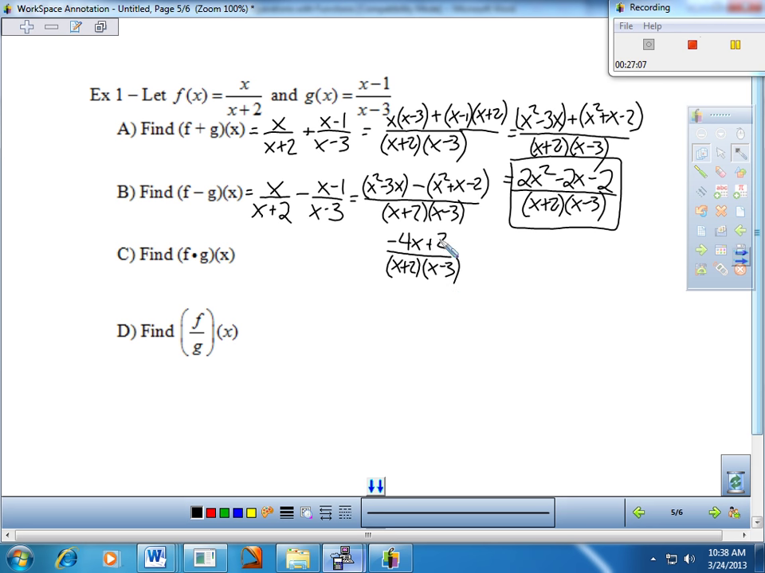Again, I could see us pulling out a 2 there, but I do get a negative x plus 2, which is different than this. I see this as a legitimate expression for that function right there.